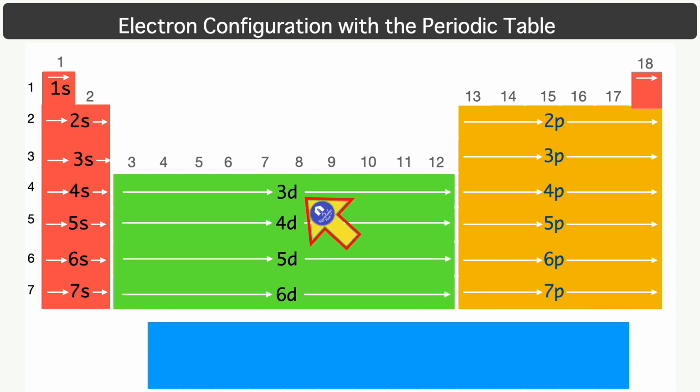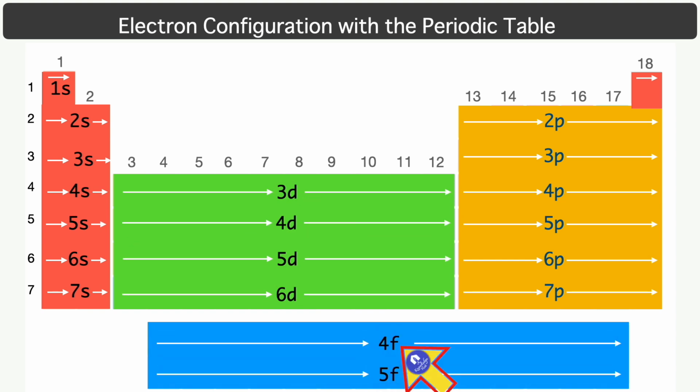Start the first row of the D block as 3d and make the first row of the F block as 4f. Now you are ready to write the electronic configuration of any element.